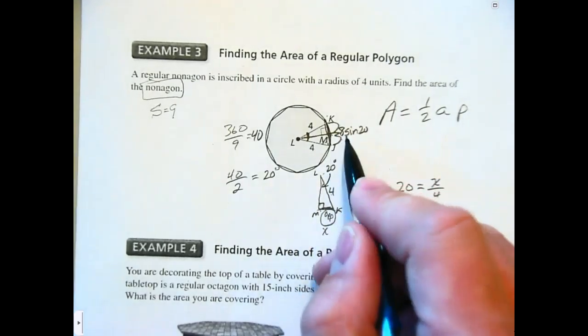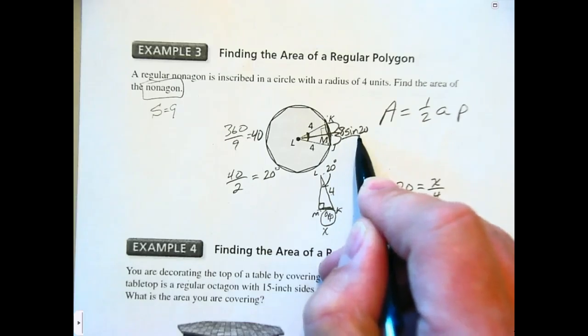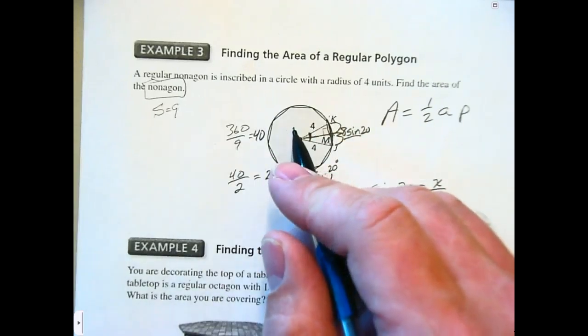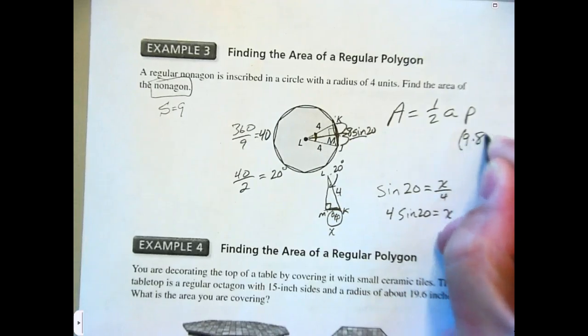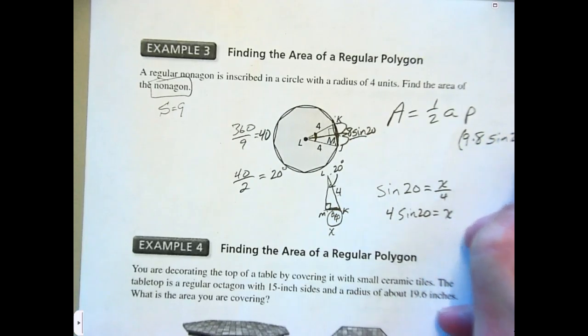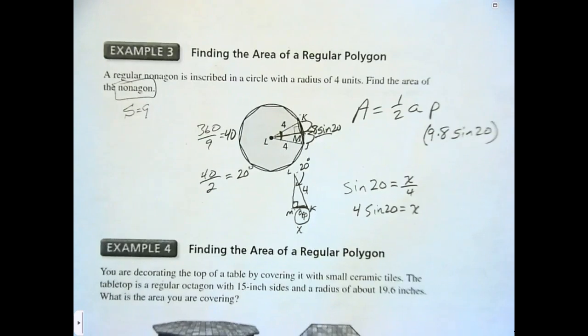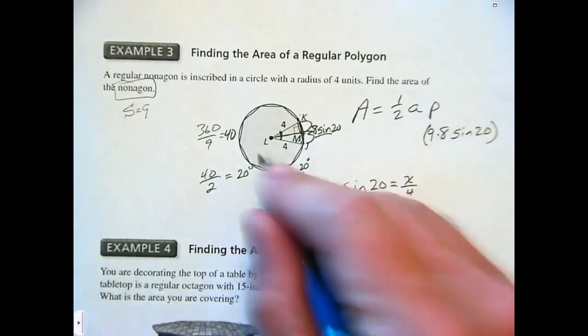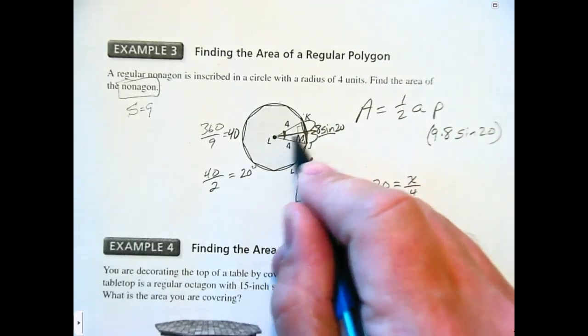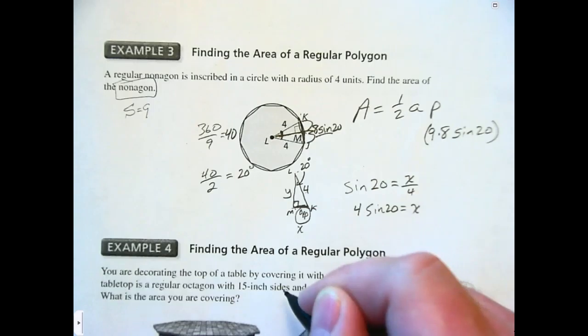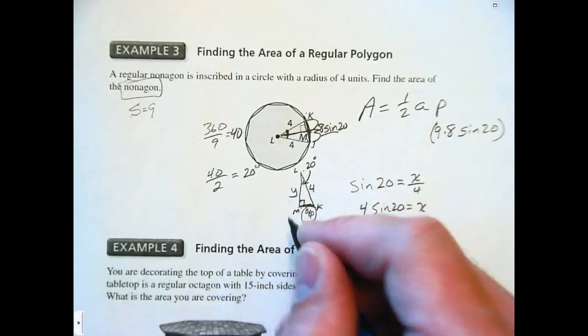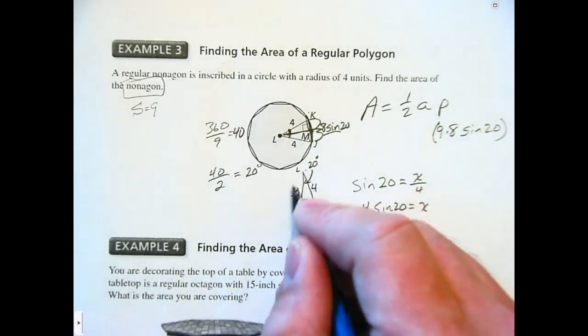Okay, so if that side's 8 sine 20, and there are 9 of those, the perimeter is equal to 9 times 8 sine 20. The apothem, well, that's this one. If we call that y, what trig ratio am I using to find y?